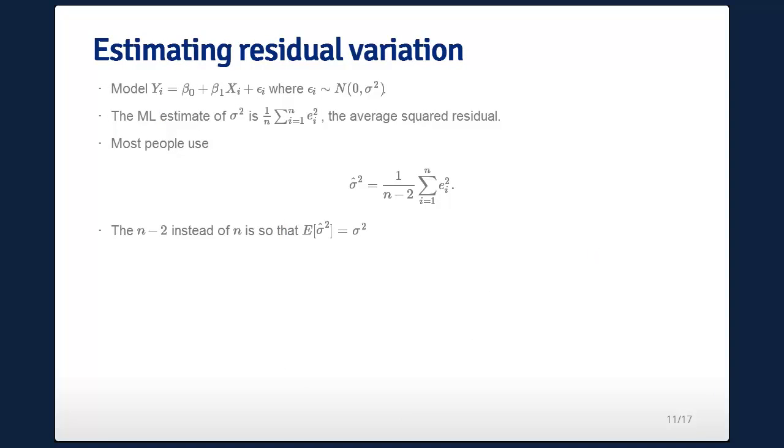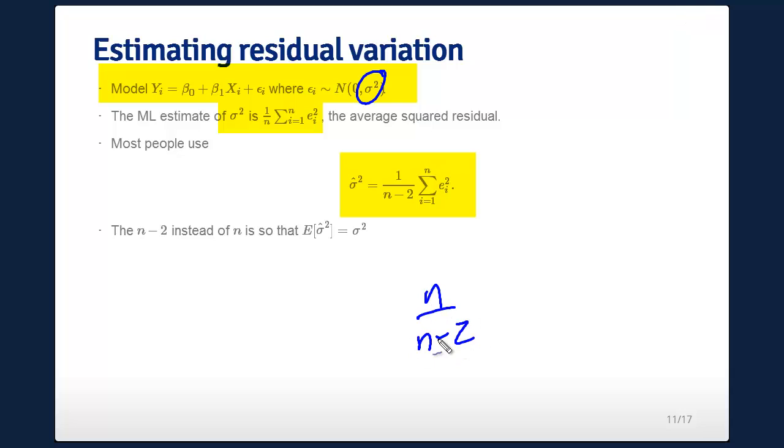So the residuals are useful for estimating residual variation, right? Remember in our model, our residual variation was sigma squared. That's the variance of the y's and also the variance of the epsilons. So the ML estimate works out to be the average squared residual. But most people for regression use n-2 instead of n. So what's the difference between n-2 and n between friends? For a large n, the ratio n over n-2 is really small, so forget about it.